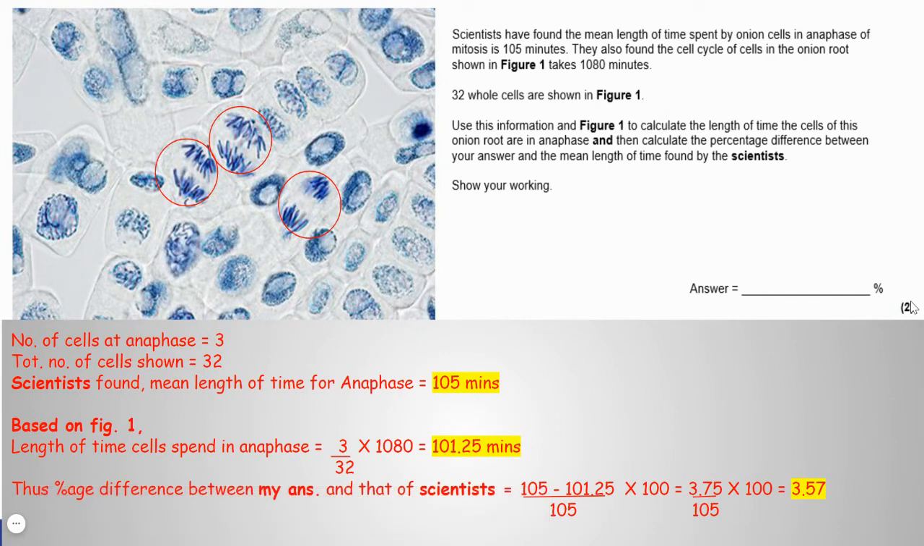So that's how you calculate an estimate of how much time a cell spends at a particular stage based on the data given to you in the question.